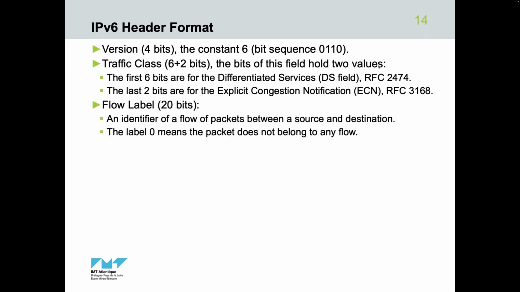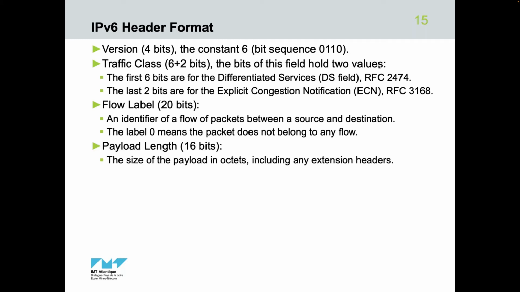Next, we have the flow label field, which is a 20-bit field, and it is used as an identifier by a source node to label the IPv6 packets that belong to the same flow, for example, a voice over IP application or a TCP session, to request special treatment by the intermediate IPv6 routers or nodes. The special flow label 0 means that the packet does not belong to any flow. Next, we have the payload length, which consists of 16 bits, and it indicates the size of the payload in bytes, in octets.